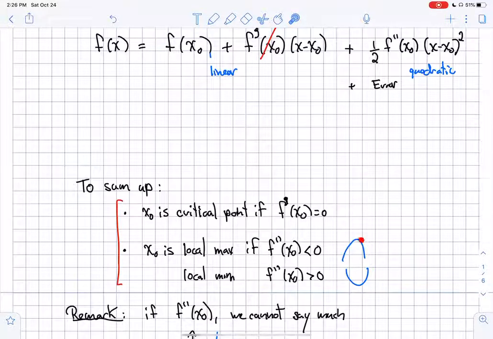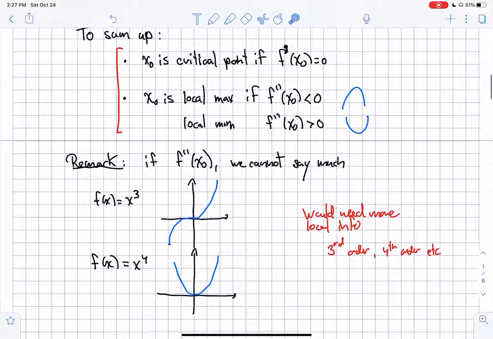Another way to see that is that the quadratic term is a parabola. A quadratic function in 1D is always a parabola. So if f double prime is negative, I have a parabola going down, and locally x0 is a maximum. And if f double prime is positive, then we have a minimum.